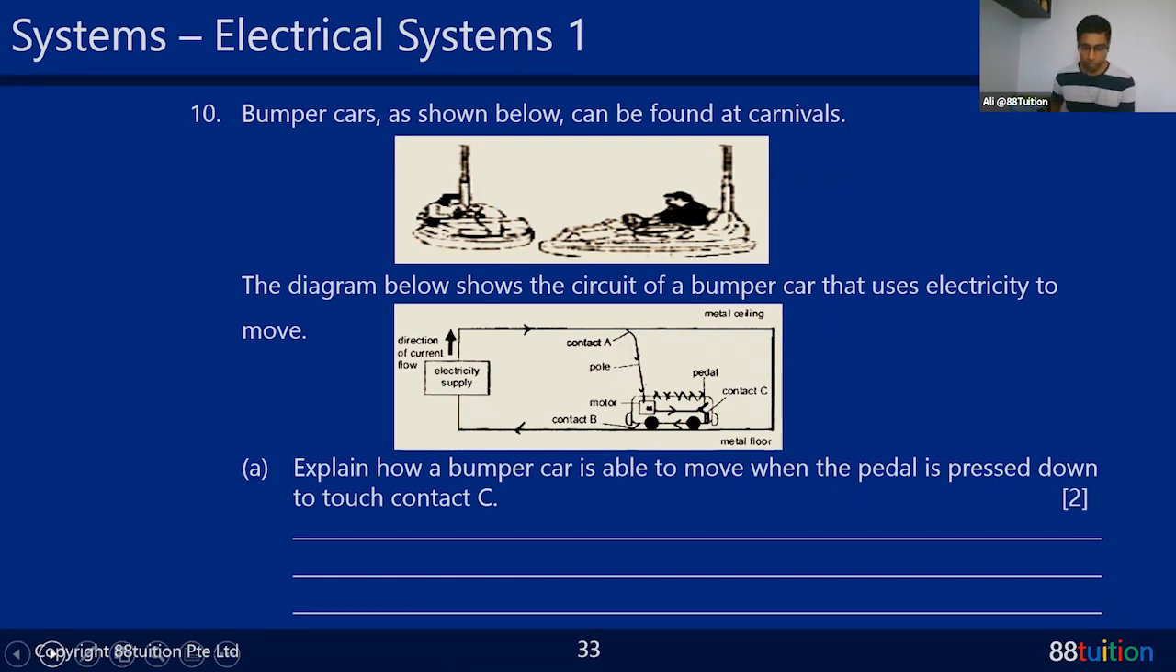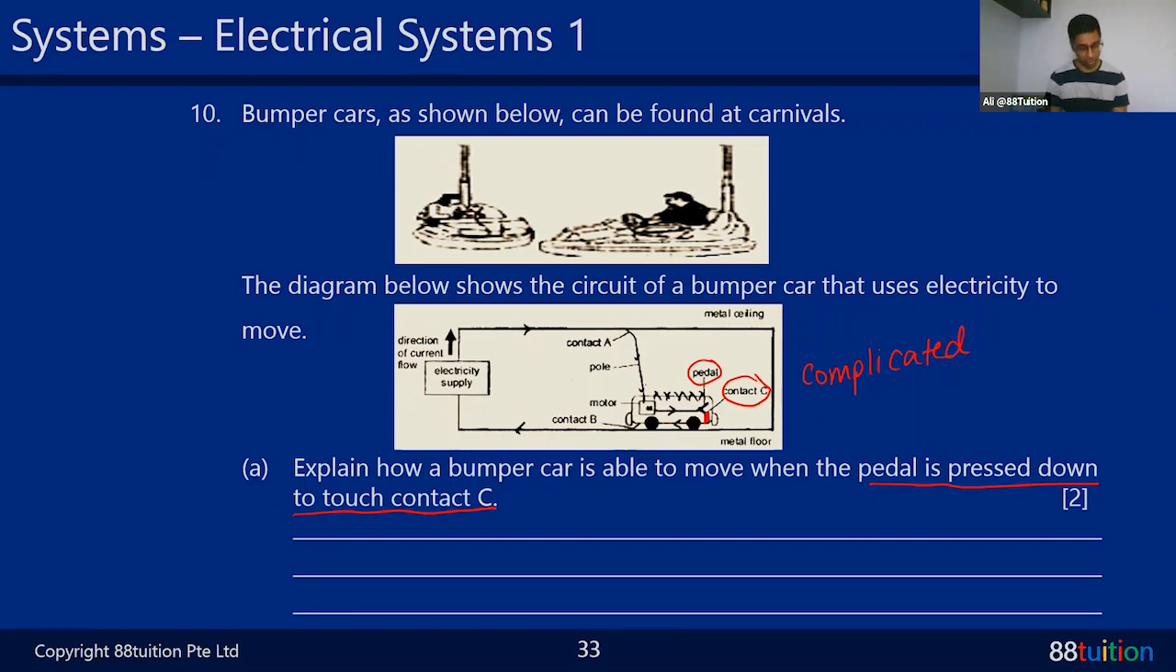So similarly, we put this question in. We draw a diagram, a complicated diagram, which you can read or not read. But the question is how a bumper car is able to move when the pedal is pressed down to touch contact C. So you have the battery and the wiring and your contact C, which is your leg, which is here. Can you see? This is where the contact is. This is where you press, it will contact this part here. Correct? The pedal and the contact will touch each other. If you don't press, it doesn't contact, then the circuit is still open.